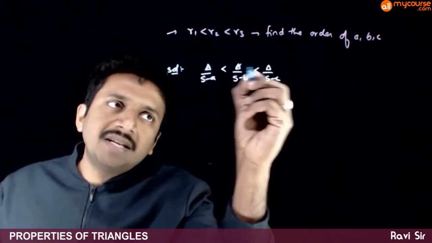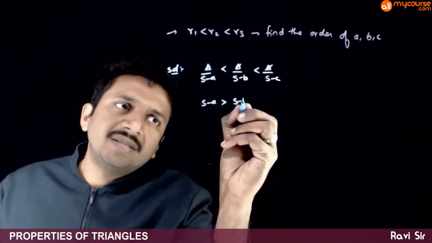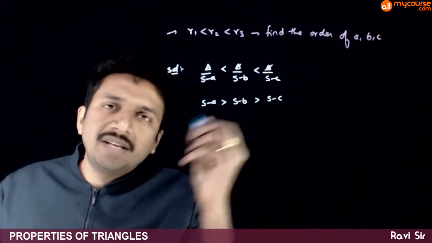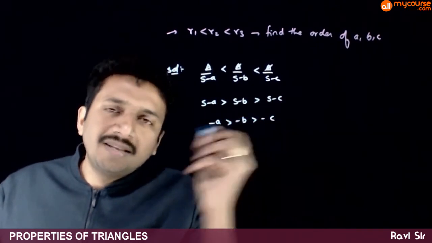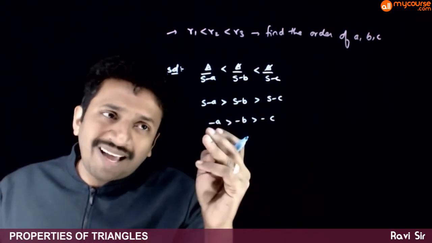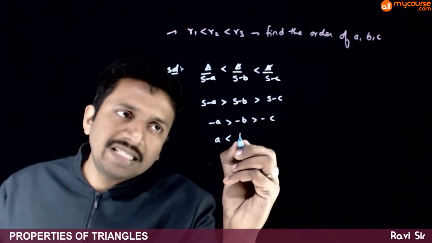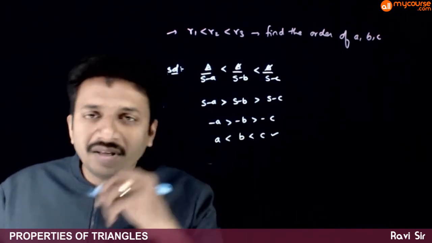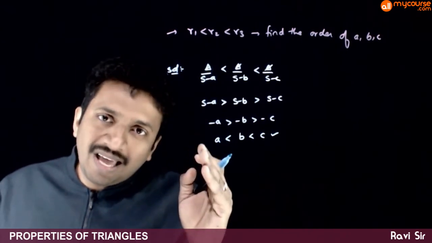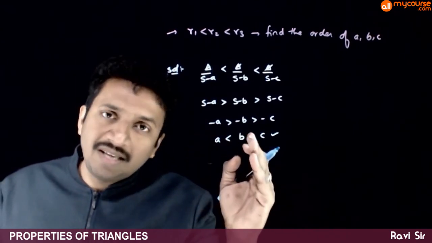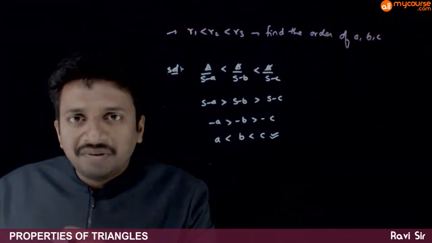And delta can be cancelled out on all the sides. So S minus A is greater than S minus B is greater than S minus C. So minus A is greater than minus B is greater than minus C. So if I again multiply it with a minus, again the sign reverses. So A is less than B is less than C. So if R1 is less than R2 is less than R3, correspondingly A will be less than B will be less than C. So this will be the answer to this question.